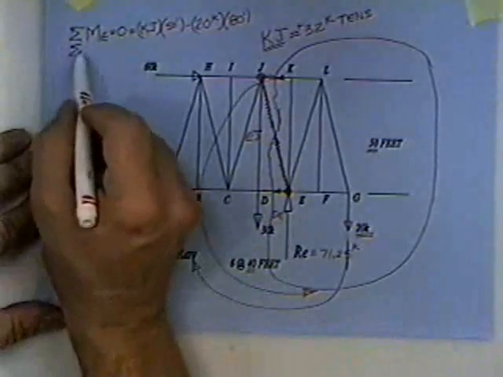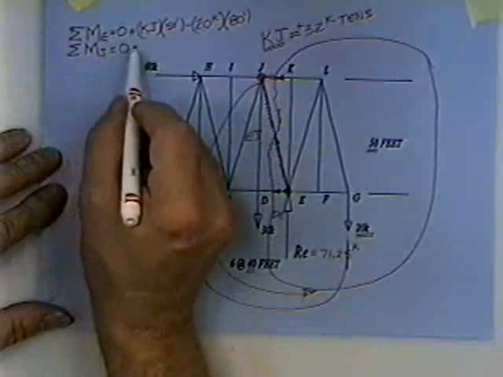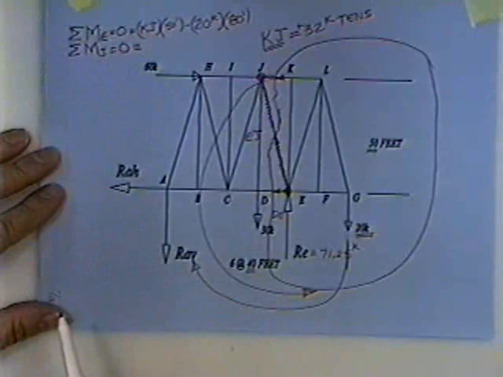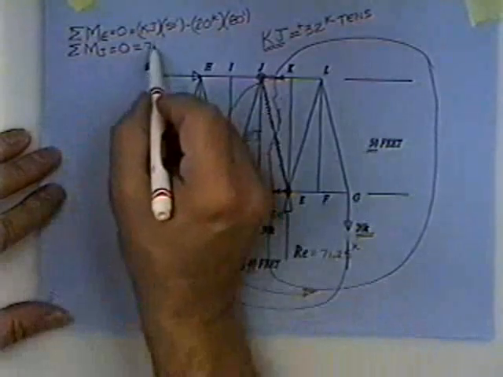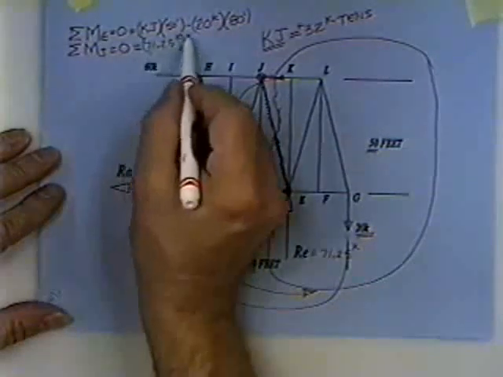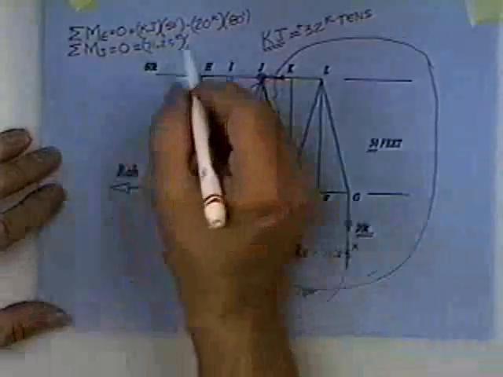So to solve for the force in member DE, I would sum moments about J equals 0. First, I see a 71.25 kip force. His moment arm is 40 feet.